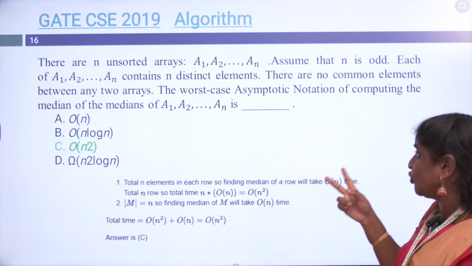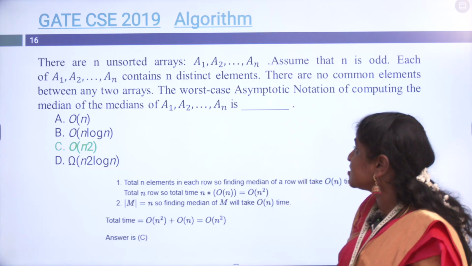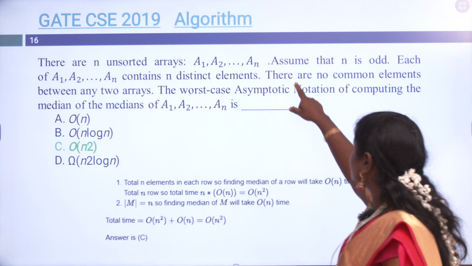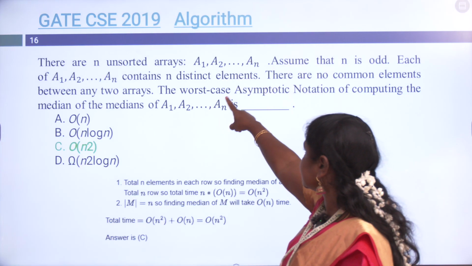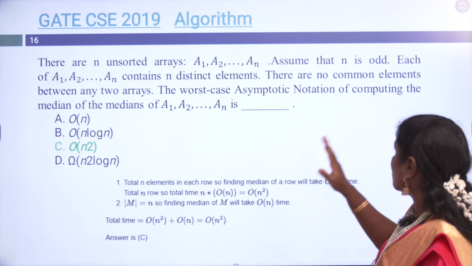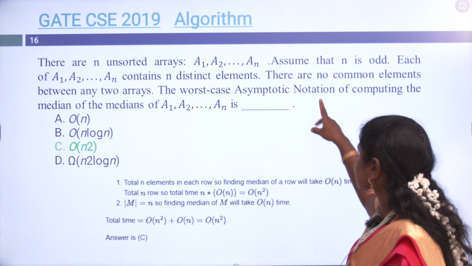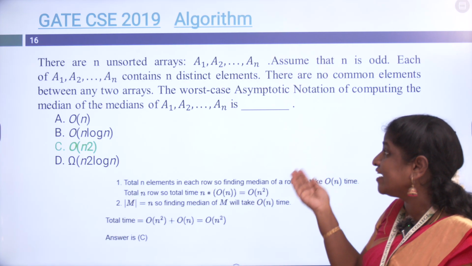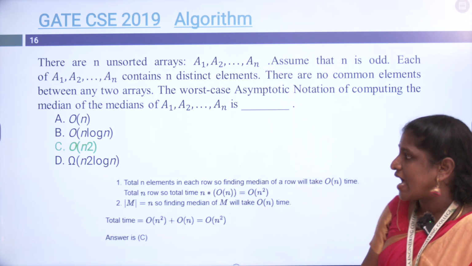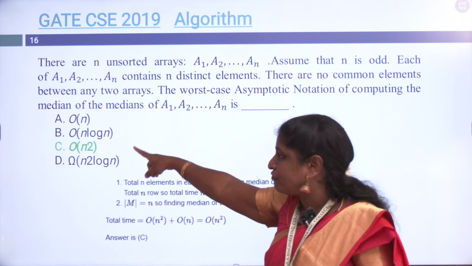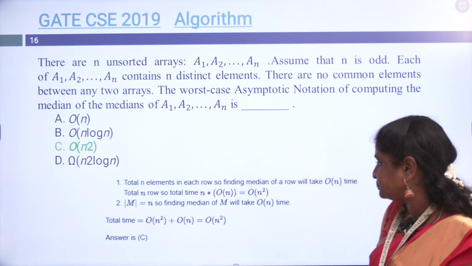And next, we are taking two arrays. This question is from 2019. We have unsorted arrays. Assume that n is an odd number and each array contains n distinct elements, so there are no common elements between these two arrays. First we have to calculate the worst case asymptotic notation for computing the median of the medians, A1, A2 to AN. We have options: big O of n, big O of n log n, big O of n square, and omega of n square log n.